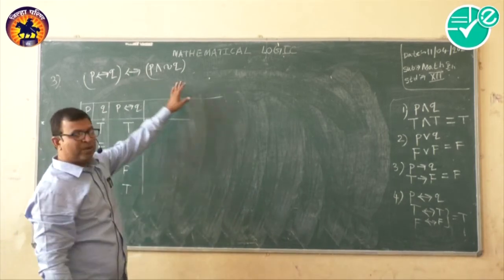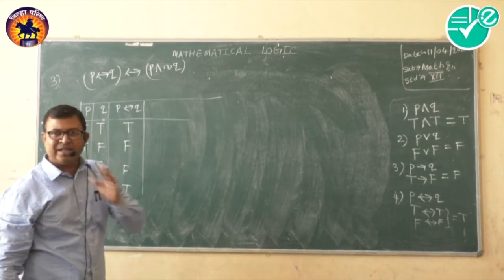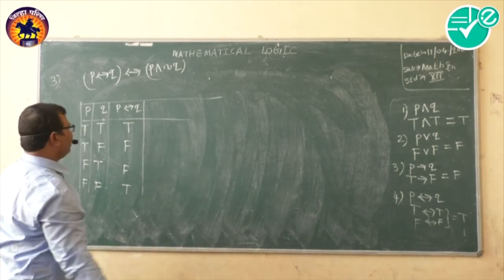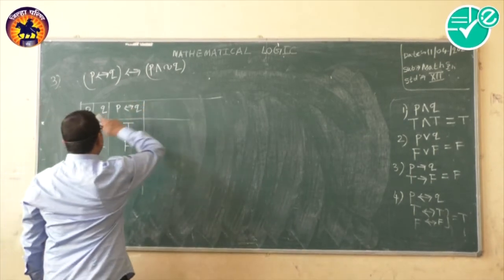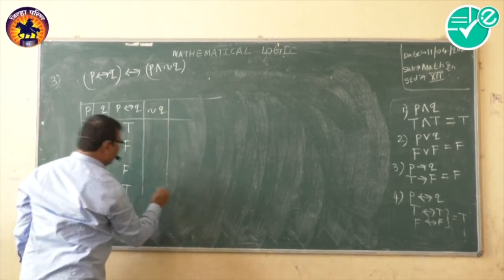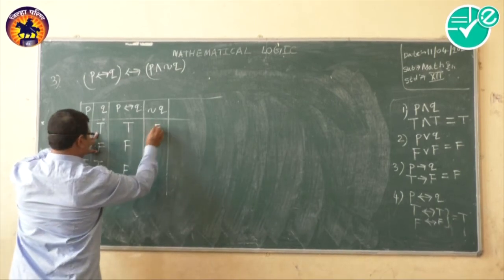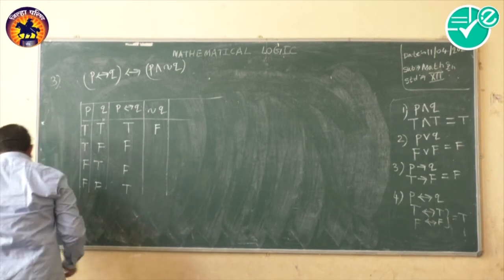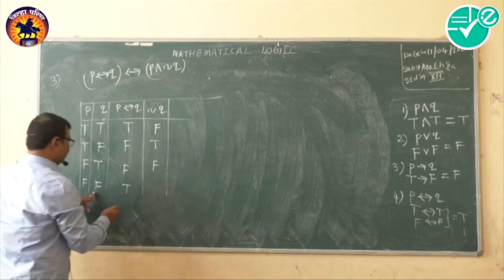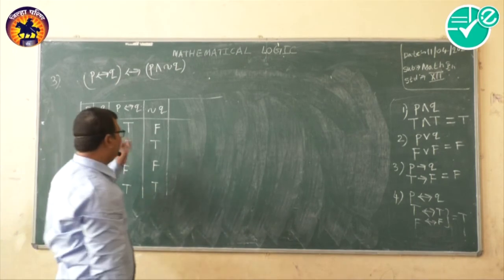Now we are going to solve the second bracket. What is the second bracket? That is P conjunction negation Q. Before solving this, first of all we have to do the negation of Q, as they have given only Q. Therefore, Q is true, then it will be false. Here it is false, then it is true. True, it is false. Here it is false, then it will be true. We have done the negation of Q.